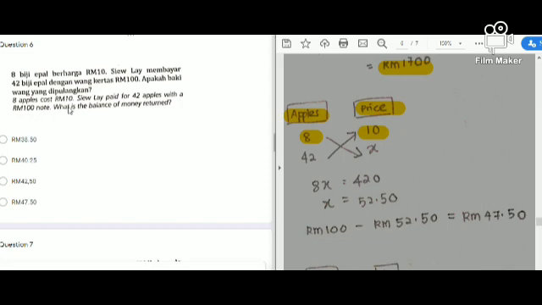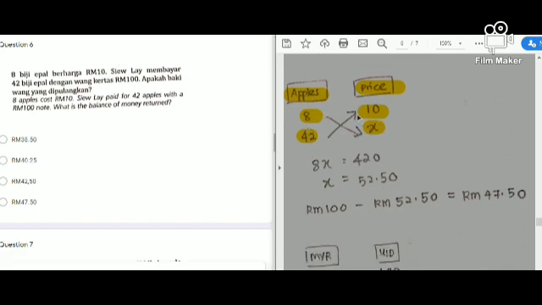Then Sule paid for 42 apples with a 100 note. So what is the balance? So you need to know how much it will cost for 42 apples. You know that 8 apples cost 10 ringgit, but you don't know how much it will be for 42 apples. So you write it as X.